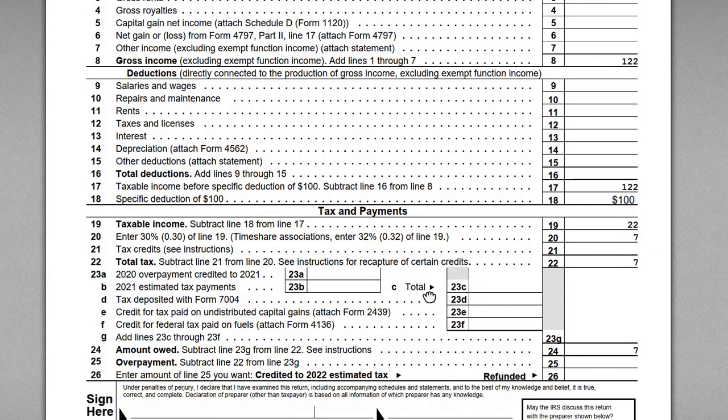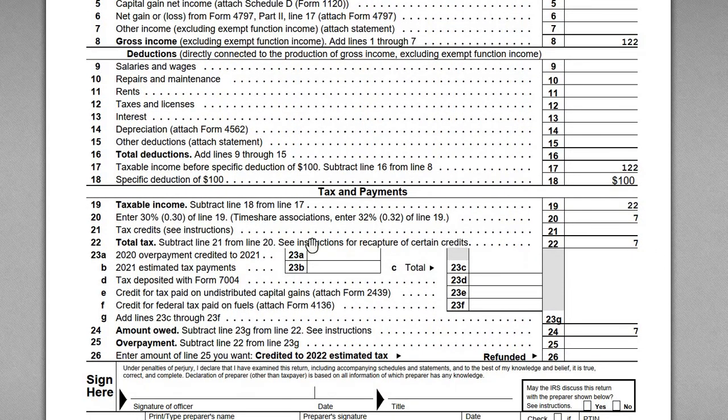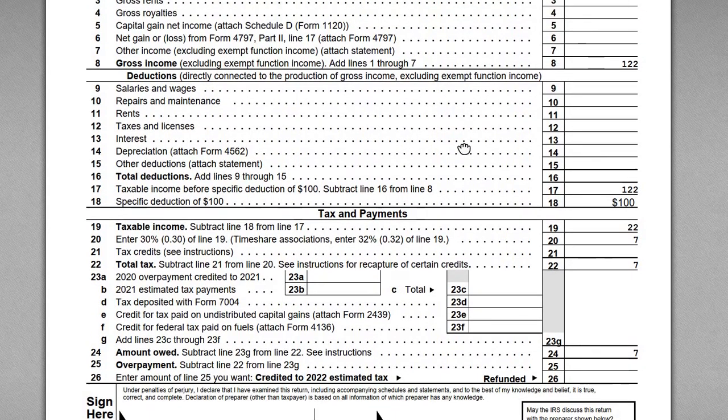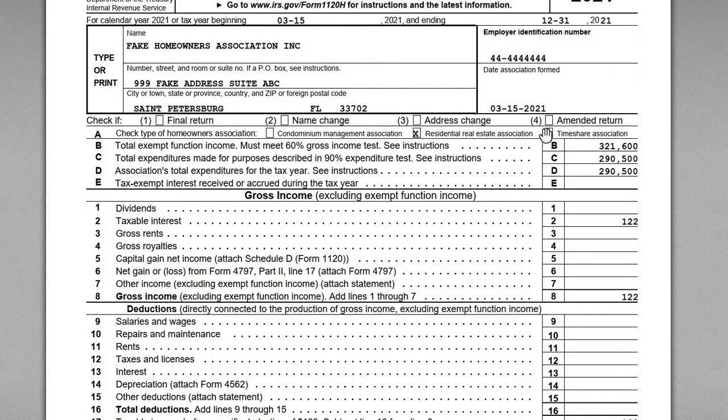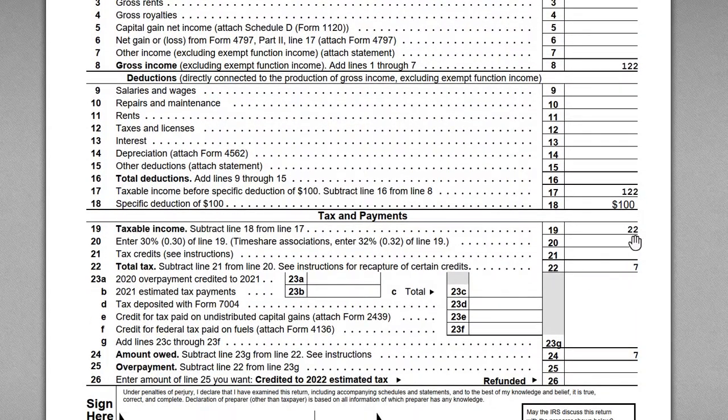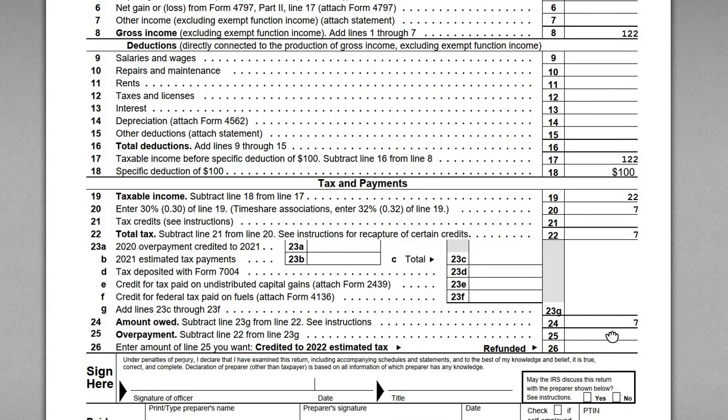Now, the tax rate for these, so timeshares, as it notes here, get a 32% tax rate. So if you had this timeshare box checked, you'd be a timeshare association. These other two get the 30%. So condominium management associations, residential real estate associations, those are going to be paying a 30% tax rate on this form. So $22 times 30% is a $7 tax bill.